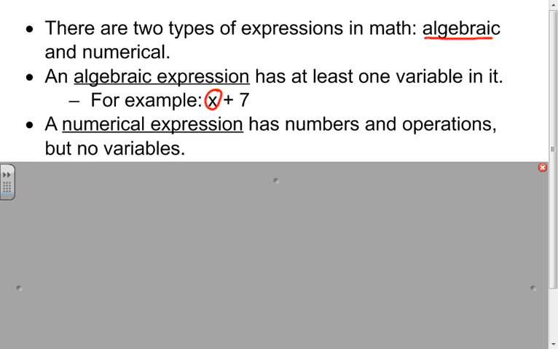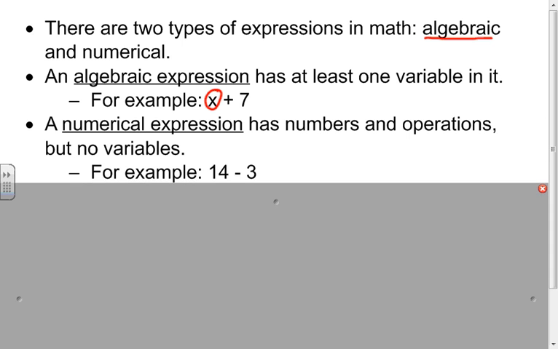Numerical expressions have numbers and operations, but they don't have any variables in them. For example, 14 minus 3. There's no variables in there. It's all just numbers, the 14 and the 3, and an operation, subtraction. There's no variables in that anywhere.